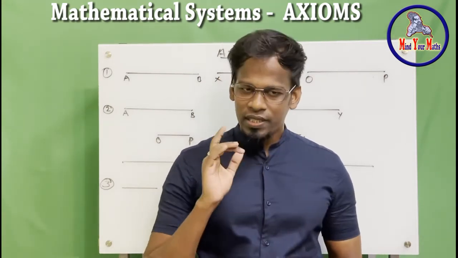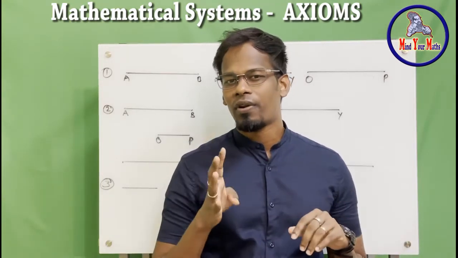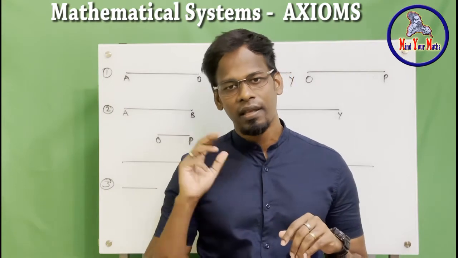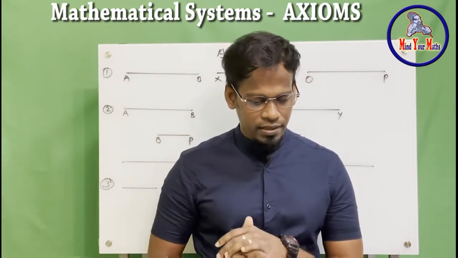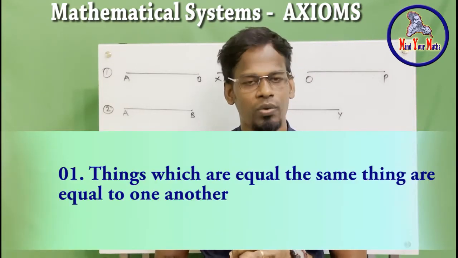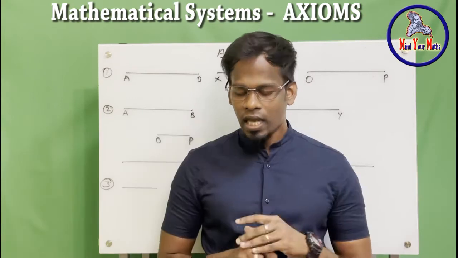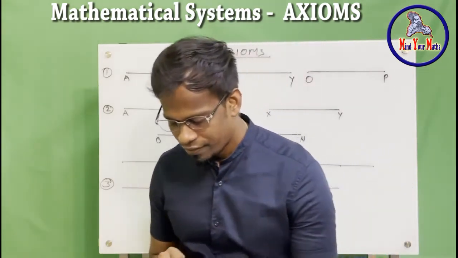Okay, so there are about 7 axioms that we are going to learn. I will cover about 4 of them in this video and 3 in the next video, right? So the first axiom says that things which are equal to the same thing are equal to one another. I'll use some fruits to explain what it means.